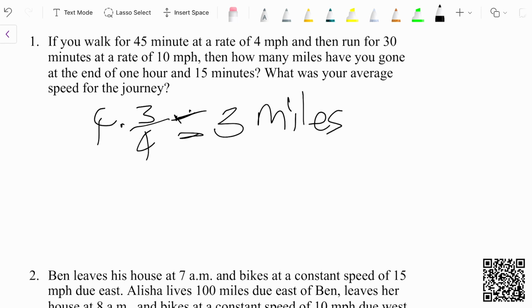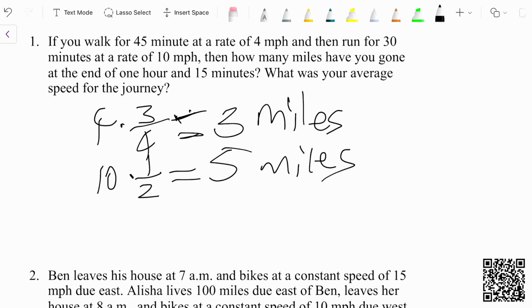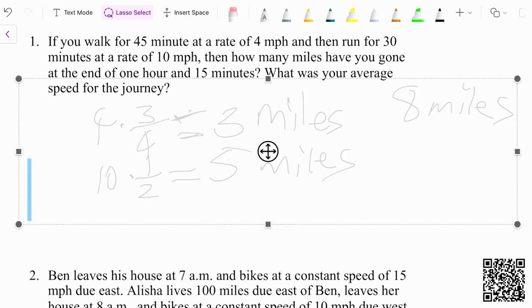And when it says that you ran for 30 minutes at a rate of 10 miles per hour, 30 minutes is 1/2 of an hour, because an hour is 60 minutes. At a rate of 10 miles per hour, you have to decrease that proportionally as well. When you multiply by half, you get 5 miles. So in total, when you add 3 and 5, you get 8 miles, which is the answer to our first problem, which can also assist us in our second problem.